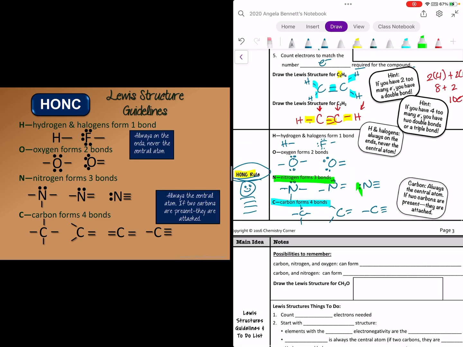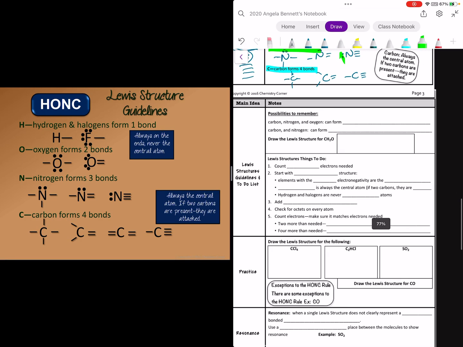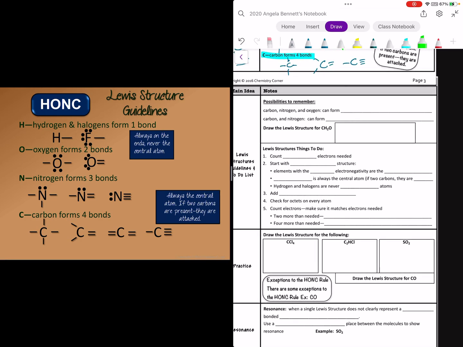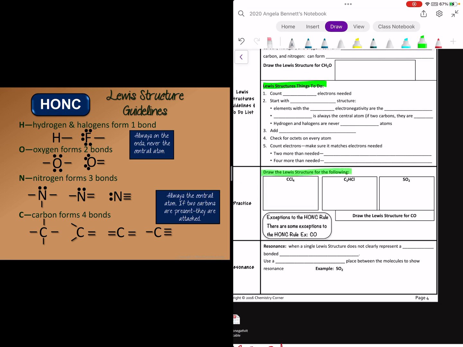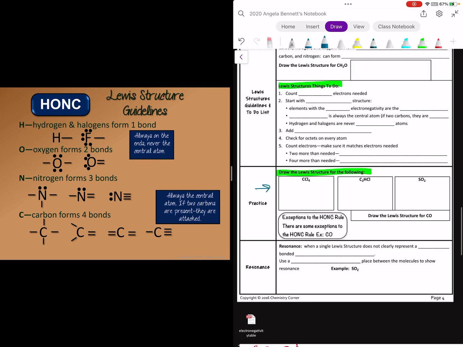All right, so that's the honk rule. Again, what we're doing right here is going over the steps for the Lewis structure. We're not going to do that again because we've already done it. But I want you to work on drawing these. This is what I want you to have done before you come to class: draw these. Also answer that question from previously, I think at the end of page 1. And that is it. I will talk about resonance in class.